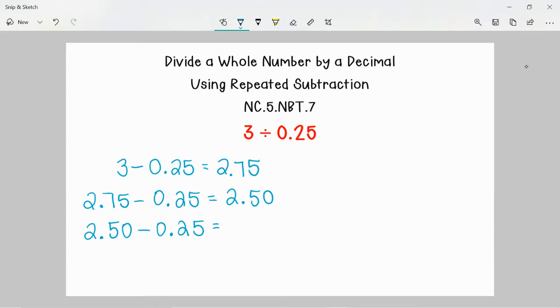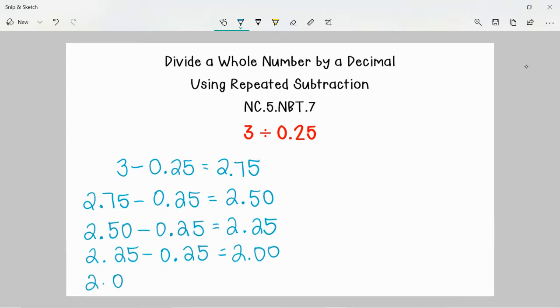So $2.50, or 2 and 50 hundredths, minus 25 hundredths would be 2 and 25 hundredths. We can keep going here. 2 and 25 hundredths minus 25 hundredths would be 2. So now we could say, well, 2 minus 25 hundredths. It's kind of like where we started with 3 minus 25 hundredths. We know that takes us down to 1 and 75 hundredths.